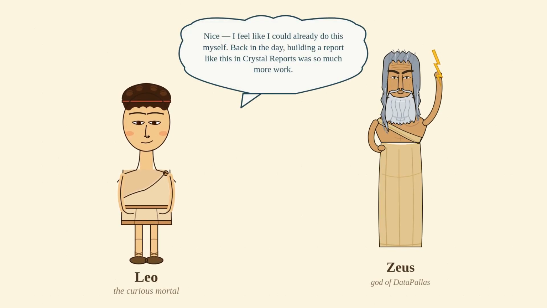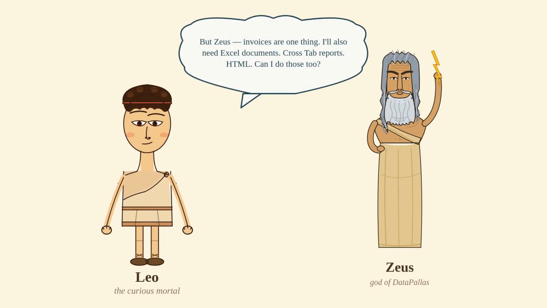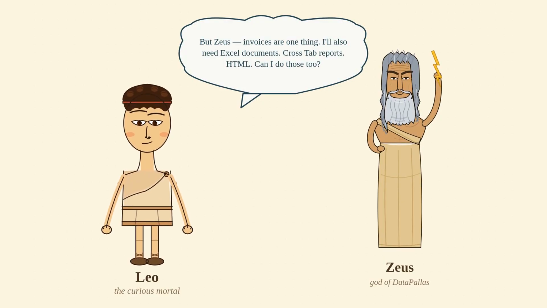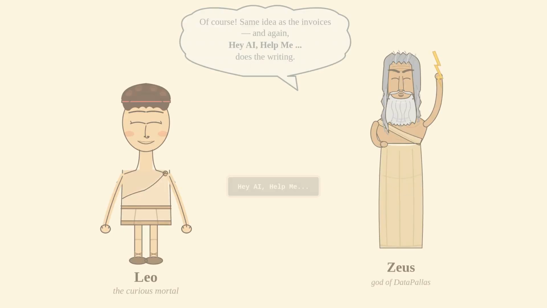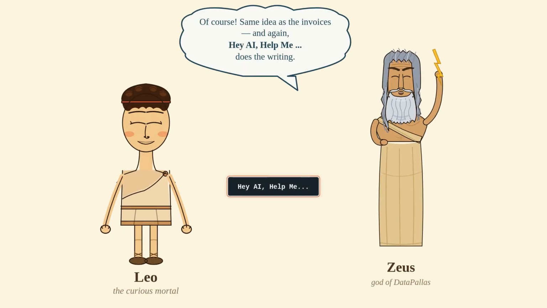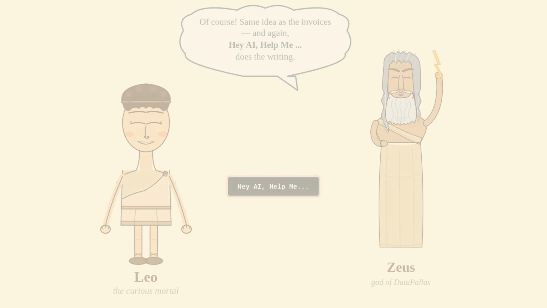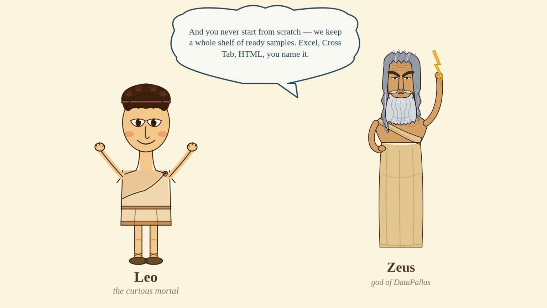Back in the day, building a report like this in Crystal Reports was so much more work. But Zeus, invoices are one thing. I'll also need Excel documents, crosstab reports, HTML. Can I do those too? Of course. Same idea as the invoices. And again, Hey AI, help me, does the writing. And you never start from scratch.